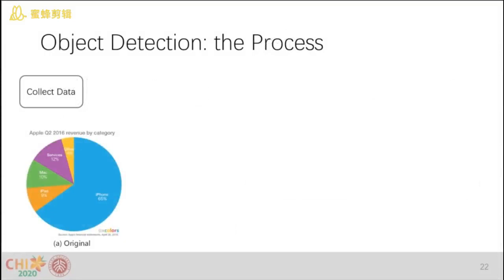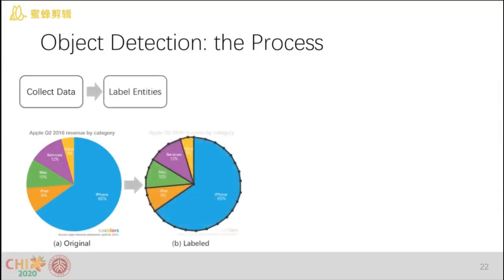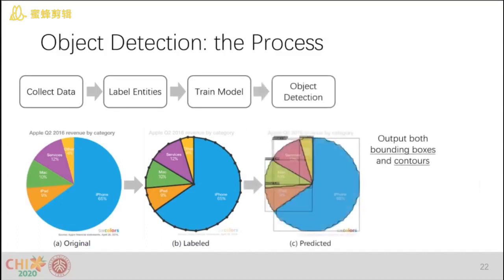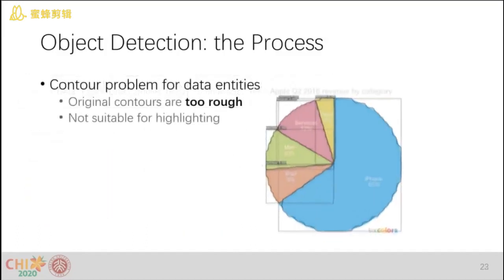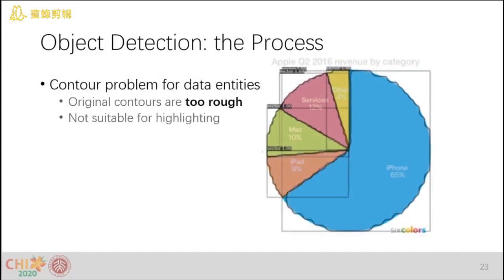To build our own model, we first collect a visualization image corpus from the internet. Then we label all visual entities in each image. After training, the model can output both the bounding box and the contour of each entity. However, for data entities, the original contours are too rough due to subtle deviations in the prediction. You can see the irregular boundaries in this example.